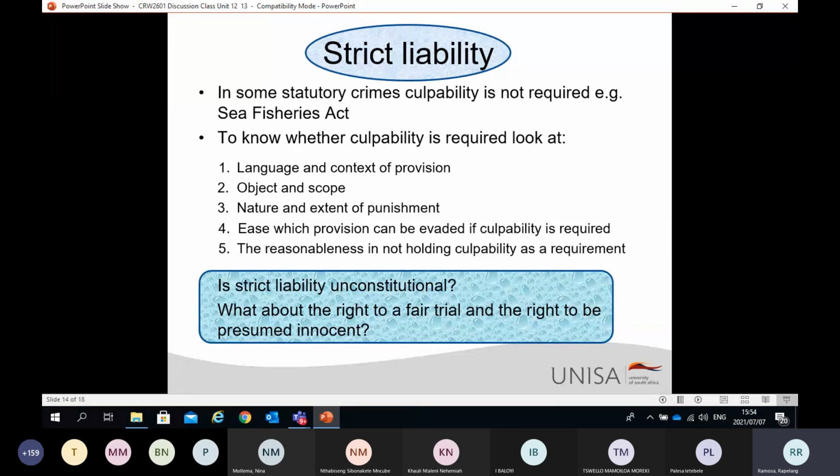disapproved of strict liability under our constitutional dispensation, and especially stressed that Section 35(3) of the Constitution, which is the right to a fair trial, and Section 12 of the Constitution, which guarantees freedom and security of the person, are such that they place a burden that it is required that there be culpability. The accused has to have performed the crime with a blameworthy state of mind.